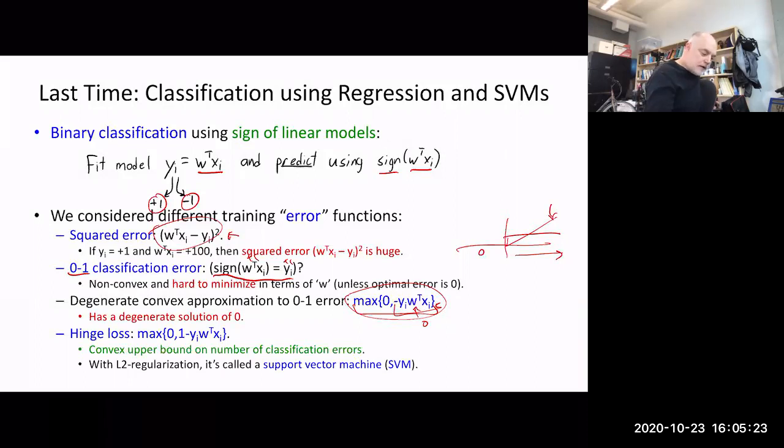So instead, what if we just move this over? We introduce some slack into the system, stick this 1 on there. Then we have the hinge loss. This is a convex upper bound on the number of classification errors. And if you sum this loss over all of the instances, and add L2 regularization, squared or not, doesn't really matter, it's called a support vector machine. Okay, that's pretty cool.